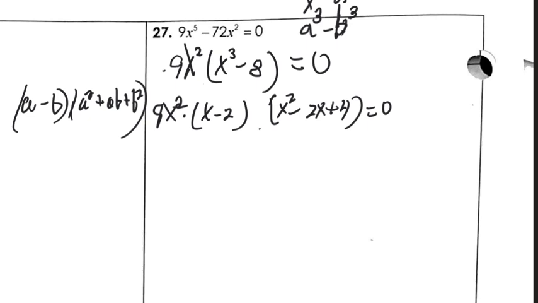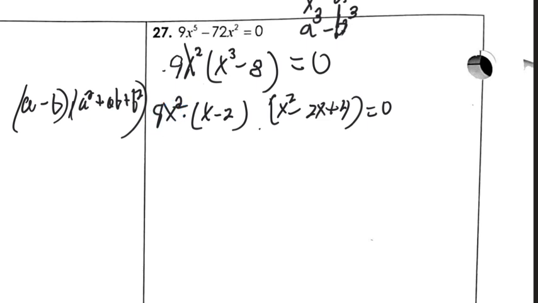So now I have 3 factors, kind of: the 9x squared, the x minus 2 piece, and the third factor. So I have 1 factor, 2 factors, 3 factors equals 0. That means if one of these things is 0, this would be a true statement. So the first thing is, let's make this 0 and see what x would be to make this part 0.